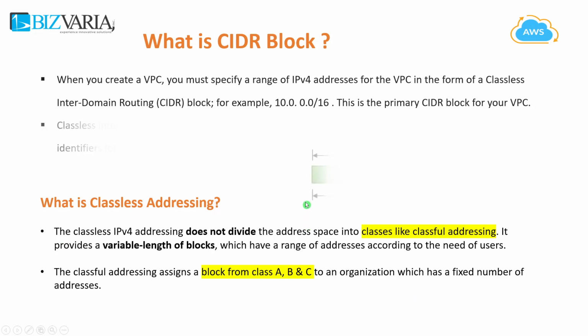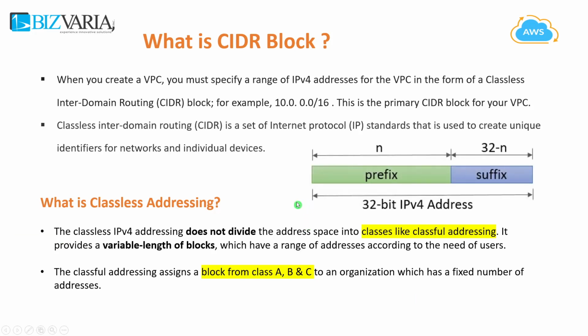In fact, you don't need to know that, but again, it's nice to know about this one. When you create a VPC, you must specify a range of IPv4 addresses, which I just showed you, in the form of classless inter-domain routing. This is what CIDR stands for.